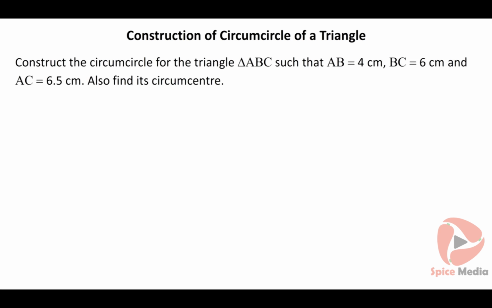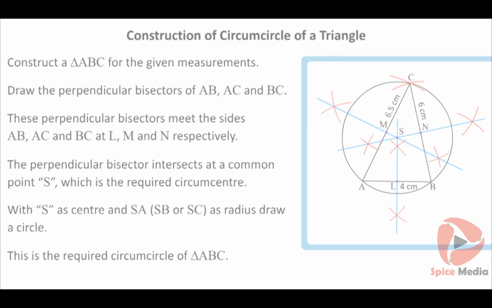This is the required circumcircle of the triangle ABC. Here, we shall learn about construction of circumcircle of a triangle. Construct the circumcircle for the triangle ABC such that AB is equal to 4 cm, BC is equal to 6 cm, and AC is equal to 6.5 cm. Also, find its circumcenter. Click on the steps of construction to view it.